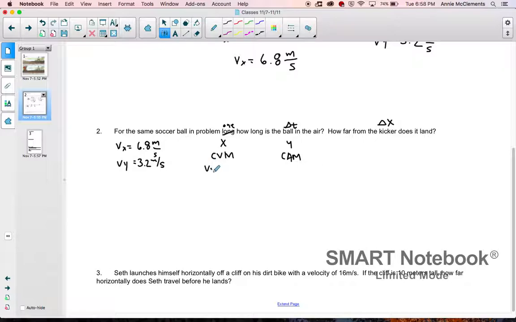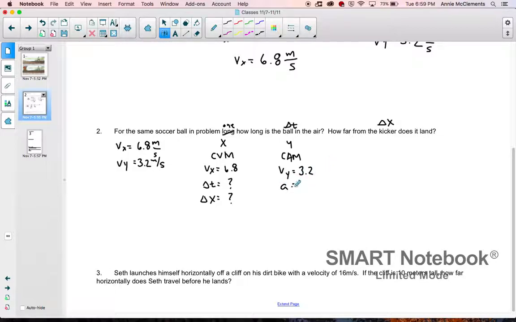We've got Vx equals 6.8. We're curious about change in time, that's a question that we've been asked, and we're curious about change in x. But we don't have enough information in the x direction to solve for either of those things, so we're going to go over to our y direction. We've got Vy, which is going to be positive 3.2 meters per second.